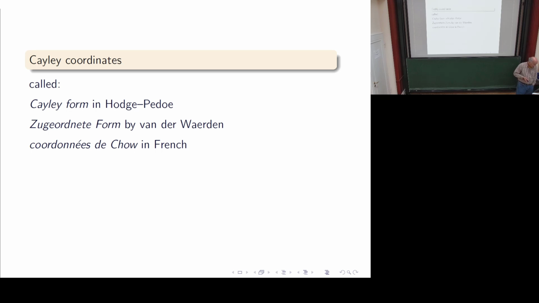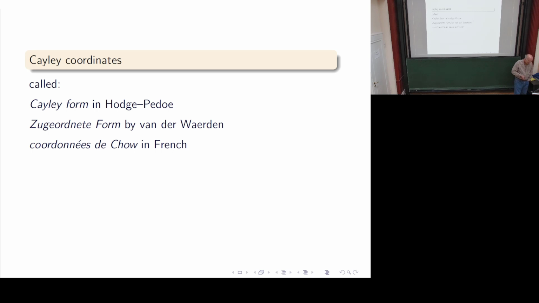I think he should get a prize for bad name. I don't know, Zugeordneter is just so indistinct. Maybe the Germans like it more than I like it. And in French, it's called coordonnée de Chow. I don't know how they say Chow in French, but I have no idea why they named it after John Cayley. But anyhow, that's what it was.